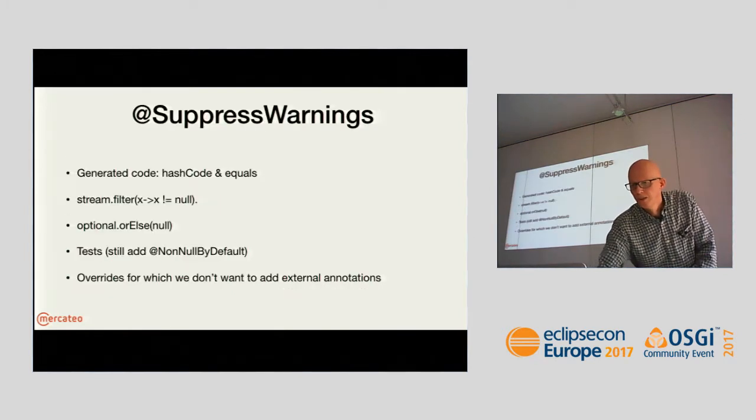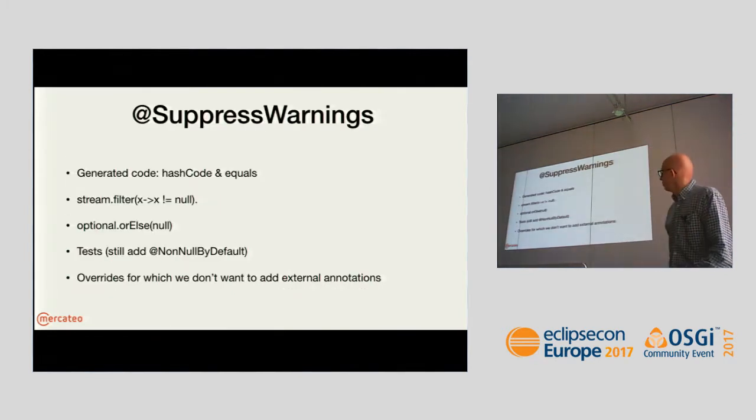And when do we use suppress warnings? These are very typical examples. There's the generated hashCode and equals, which you generate in the UI, and it contains a lot of null checks, which are unnecessary if you set the field as non-null. And there's no point in trying to fix that. We just say suppress warnings.